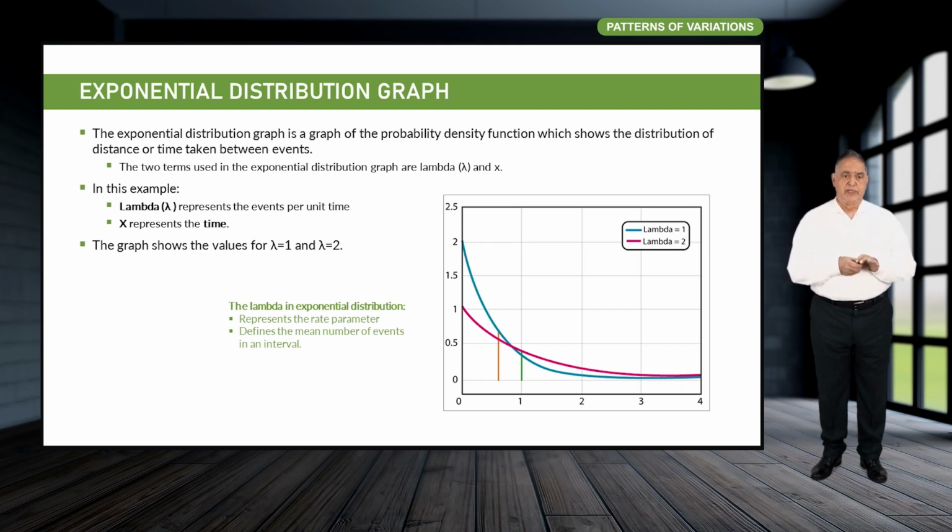So these two terms are used in the exponential distribution graph as lambda and x. In the example that we have in the figure, lambda represents the events per unit of time and x represents the time. So the graph shows the values for lambda equals 1 and lambda equals 2.